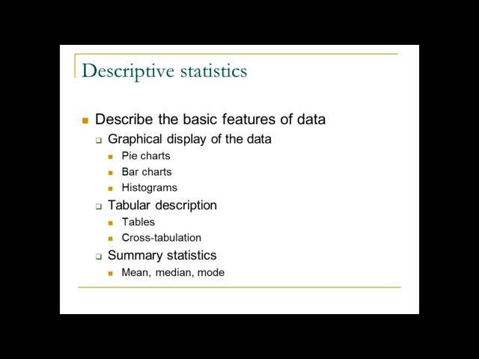When using descriptive statistics to communicate information about our sample, there are some basic ways that people do this. There is a graphical representation of the data. That can be with pie charts, bar charts, or histograms. You can use tables or a tabular description, such as with a normal kind of table that you set out, or cross tabulation. And you can also look at summary statistics. You can look at the mean, the median, or the mode.